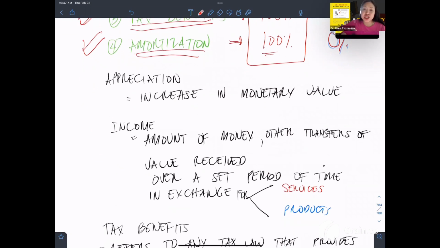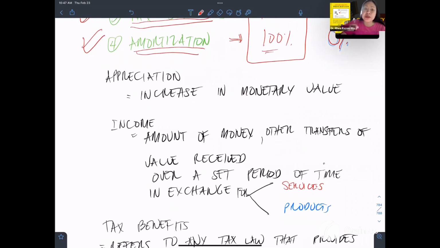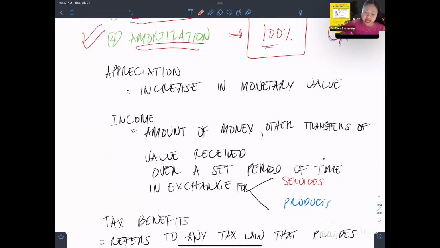So what does appreciation mean? Appreciation means it is an increase in the monetary value. So let's say, for example, you bought a home, all right? And the home is worth 100,000. Let's say, for example, you bought that 10 years ago.